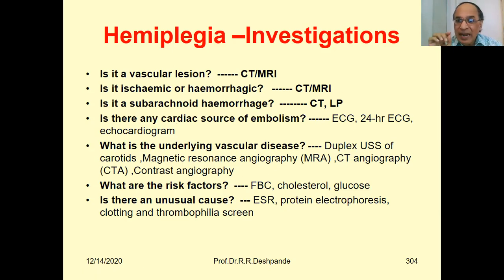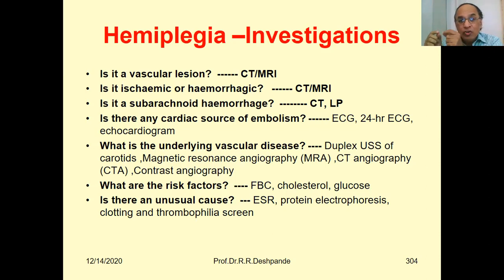Ischemic means less blood supply to the brain because of thrombosis and embolism. And hemorrhagic means bleeding. So we have to do CT or MRI, not and. Is it a subarachnoid hemorrhage? Then again CT and lumbar puncture needle. Lumbar puncture, cerebrospinal fluid analysis.